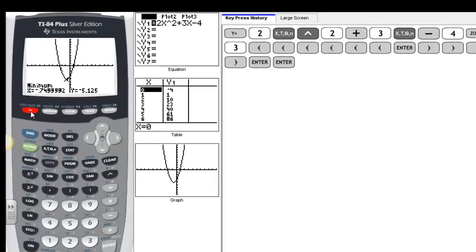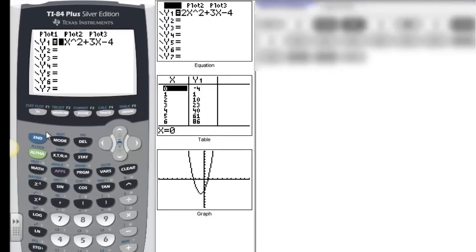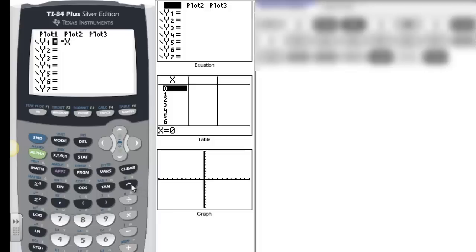Now, what if we had a maximum? Well, if we come back in here to y equal, and we clear out our equation, and this time let's put in, we need a negative, and let's say negative x squared. Let's just do x squared this time. Negative x squared. Remember, the other way to do x squared is if you come hit this x squared key, it'll actually give you the exponent of 2.